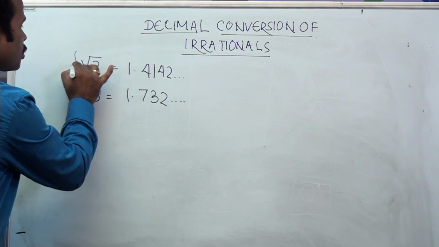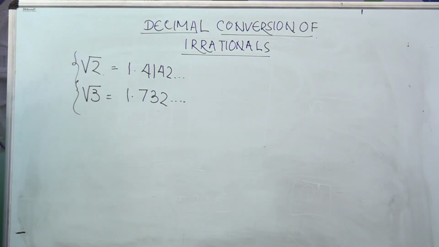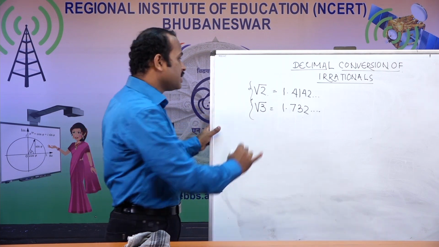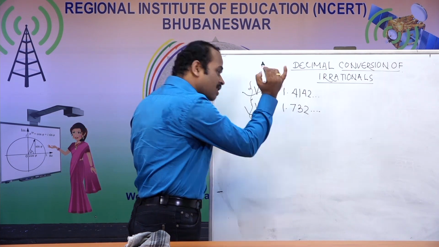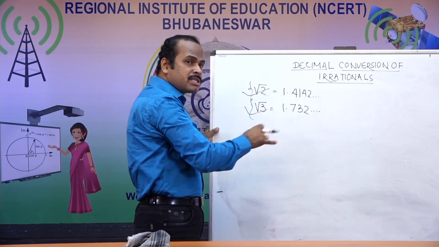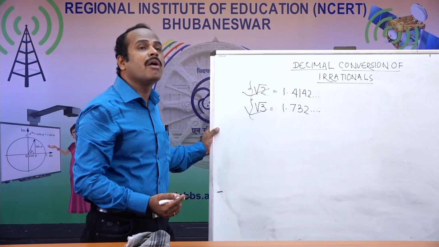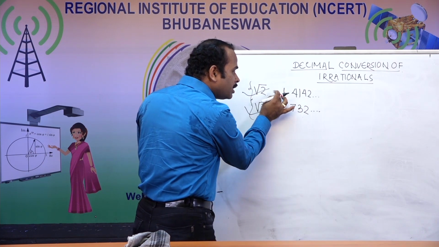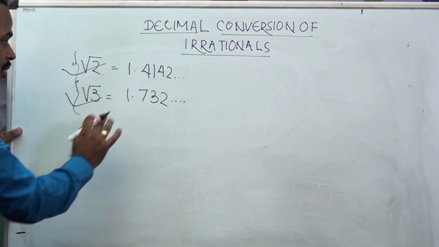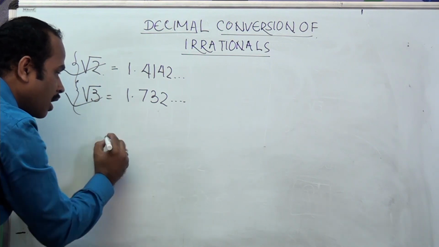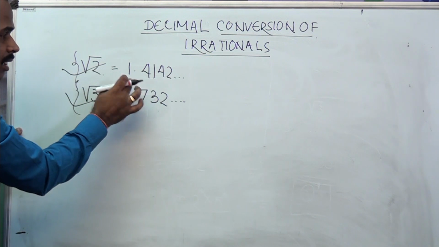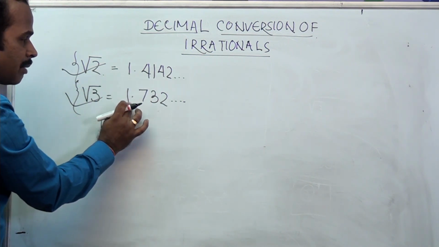So between this root 2 and root 3, suppose I have to find more irrational numbers to put in between. This is an irrational number and this is also an irrational number, but between these I have to find some more irrational numbers. So how will we find them? I have to find a number which is more than root 2 but less than root 3. Here it will be 1. So I have to look at this number 1.41 and here it is 1.73.